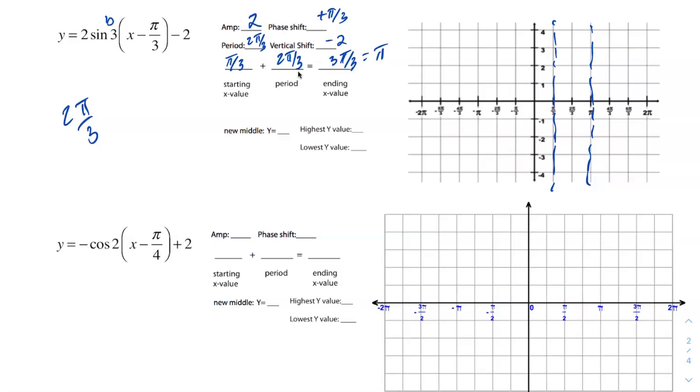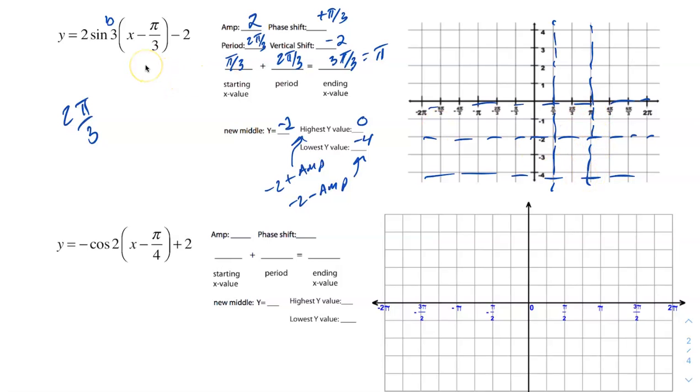So it's short, but at least it was nice adding fractions. My new middle is always the vertical shift. So negative 2 is my new middle. So we start at negative 2. And all we do from there is go the amp up and down. So my amp is 2, so I could go 2 above this, which gets me 0. And 2 below this, which gets me negative 4. So this is negative 2 plus the amp, and negative 2 minus the amp to get the lowest. So this is my little box right there.